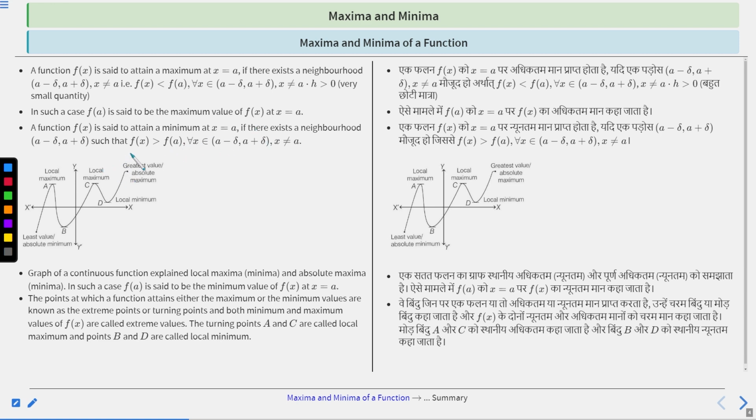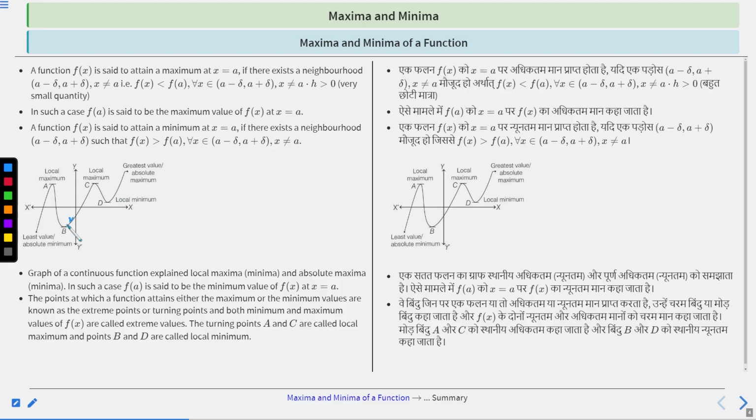A function f(x) is said to attain a minimum at x equal to a if there exists a neighborhood of a minus delta to a plus delta such that f(x) greater than f(a) for all x belongs to a minus delta to a plus delta when x not equal to a, right?